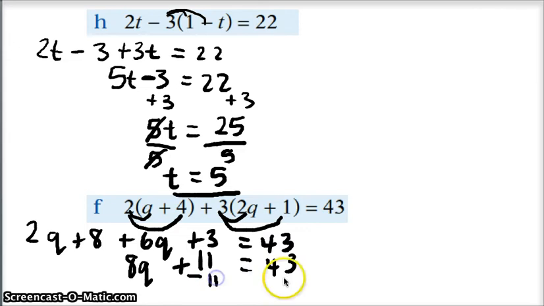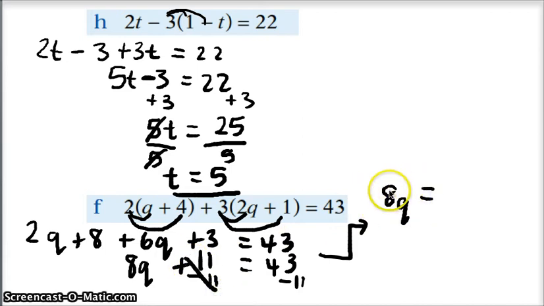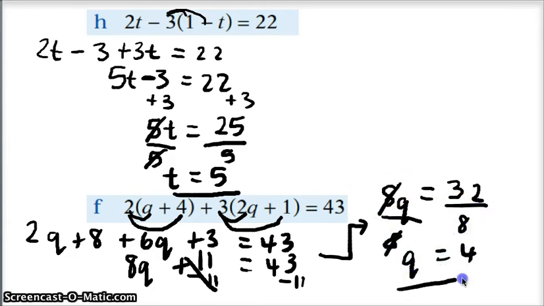I need to minus 11 from both sides. Going up here with my answer, 11 minus 11 is 0, so I've got 8q there. 43 take away 11, well what's that? 43 take away 10 is 33, so 32. Divide both sides by 8 to get q by itself. So q is going to equal positive 4.